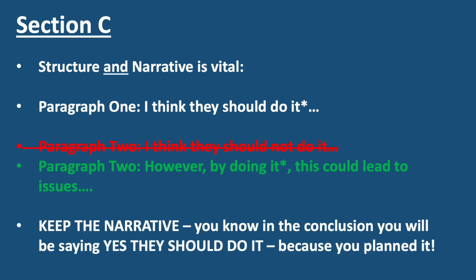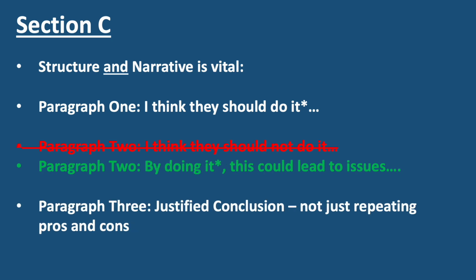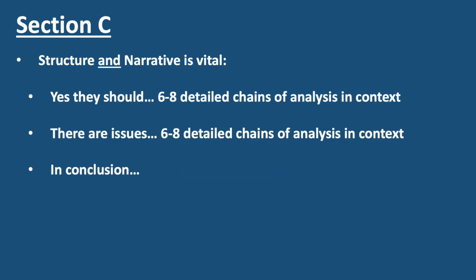Keep the narrative. You know in the conclusion, you will be saying, yes, they should do it, because you planned it. And then when we're thinking about paragraph 3, it's a justified conclusion, not just repeating the pros and cons. You are justifying why you went that way. So, if we're thinking about the overall answer, and then we'll go into how to do that conclusion in a moment, we're thinking, yes, they should, if you decide to go that way, of course. 6 to 8 detailed chains of analysis in context. Chains of analysis, therefore, this leads to, because, in context to the case study. Then the other side, there are issues. Again, 6 to 8 detailed chains of analysis in context.